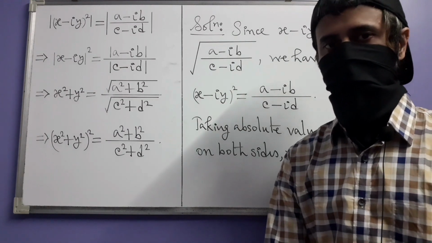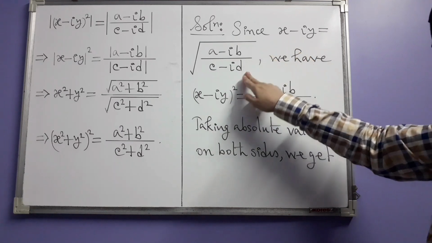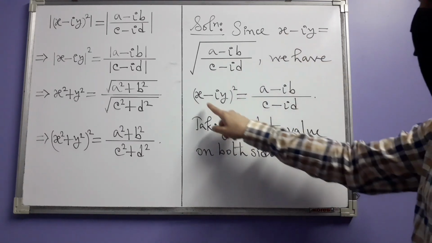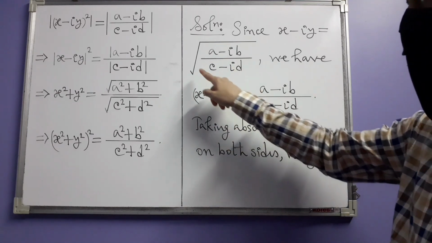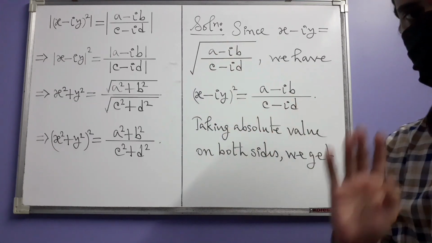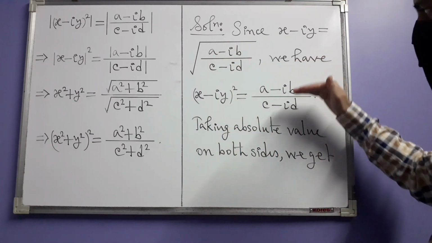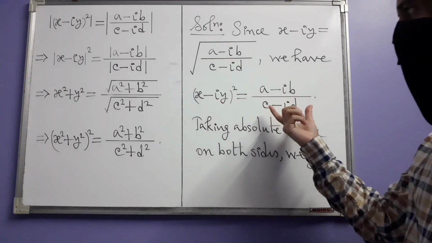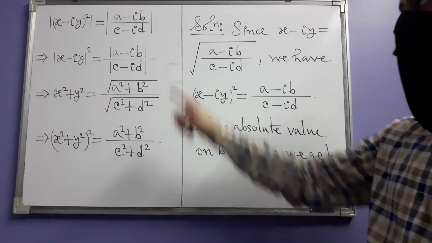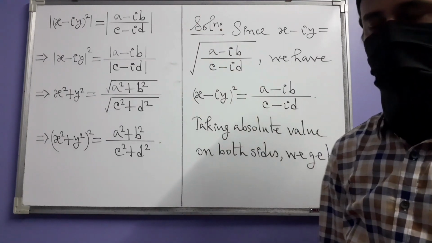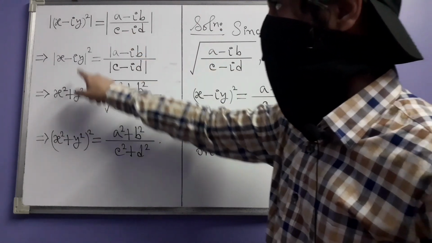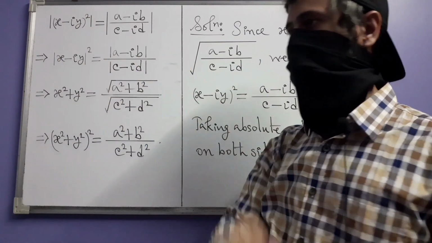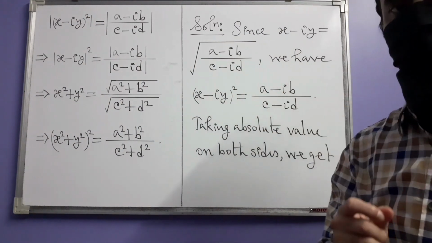So we of course start the solution with the given equation, and then we take squares on both sides. So the left hand side would be x minus iy whole square, and from the right hand side the square root will vanish. So we will be left with a minus ib divided by c minus id. And then on both sides of this equation we take absolute value. And then in the next step, in place of the absolute value of square, you can write square of absolute value. What exactly are we using here?